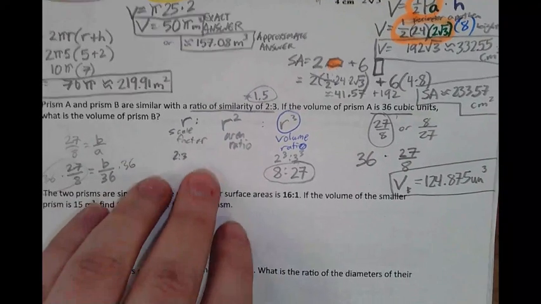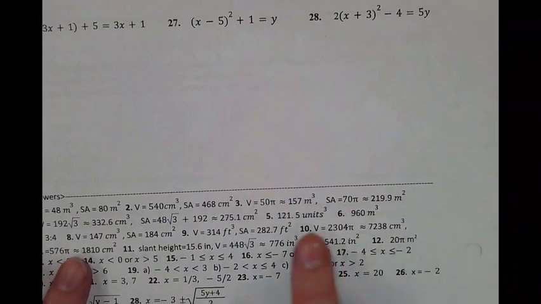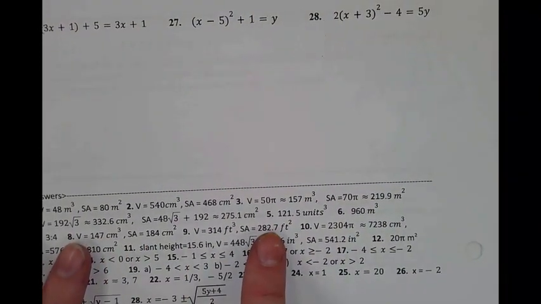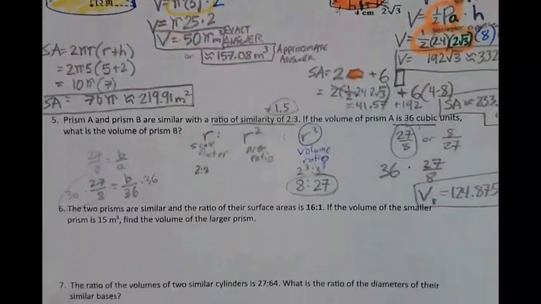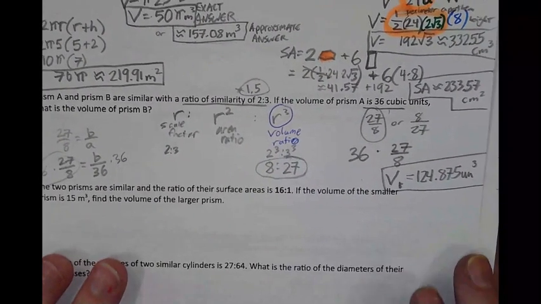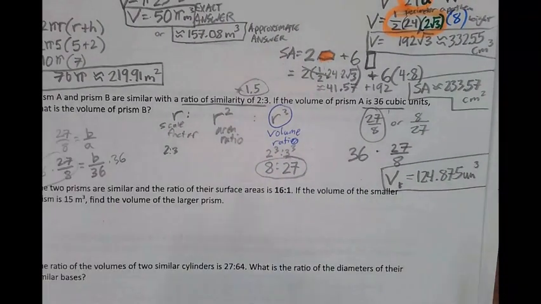We can check our work, right? The answers are on the back. So if we check our work, the answer should be, it says 121.5. Where's our mistake? I need to try this calculation again. Let's see.